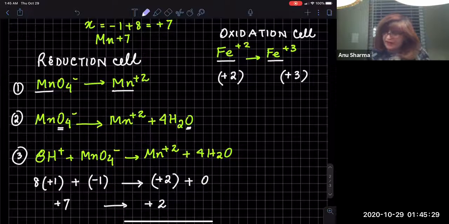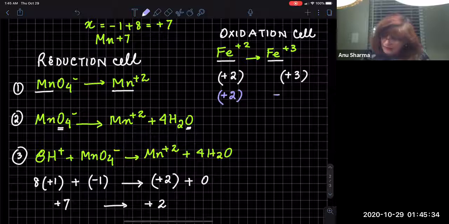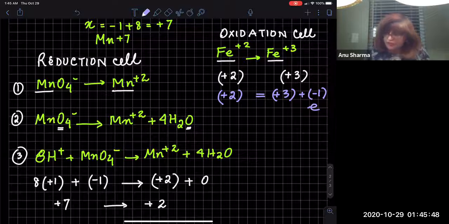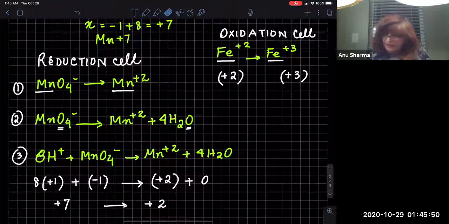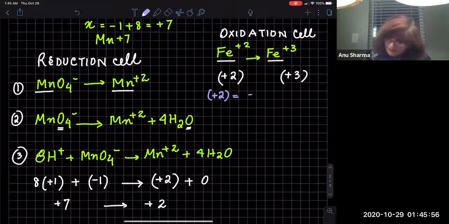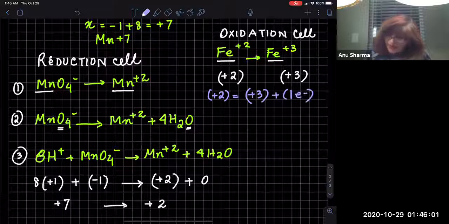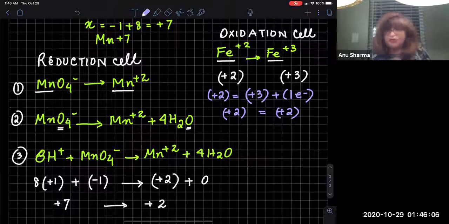So if you look at it in the oxidation cell, this one is plus 2 and this one is plus 3. So how do you make this equal? So plus 3 plus minus 1 charge, and minus 1 charge is that 1 electron. So that is the charge from 1 electron. I'm going to put it a little bit more cleanly here. This is plus 2 is equal to plus 3 plus 1 electron. So that makes it plus 2 equals plus 2. So this is how the charges got balanced.